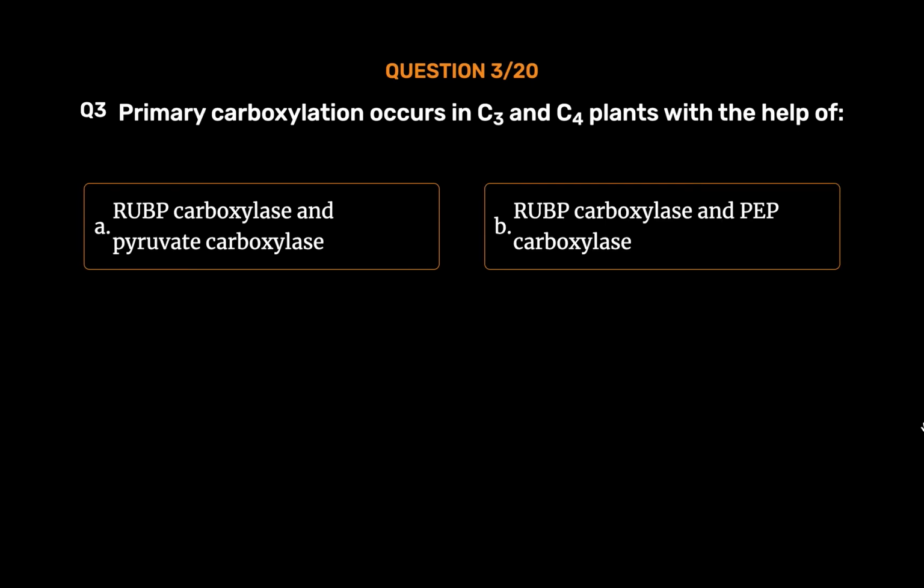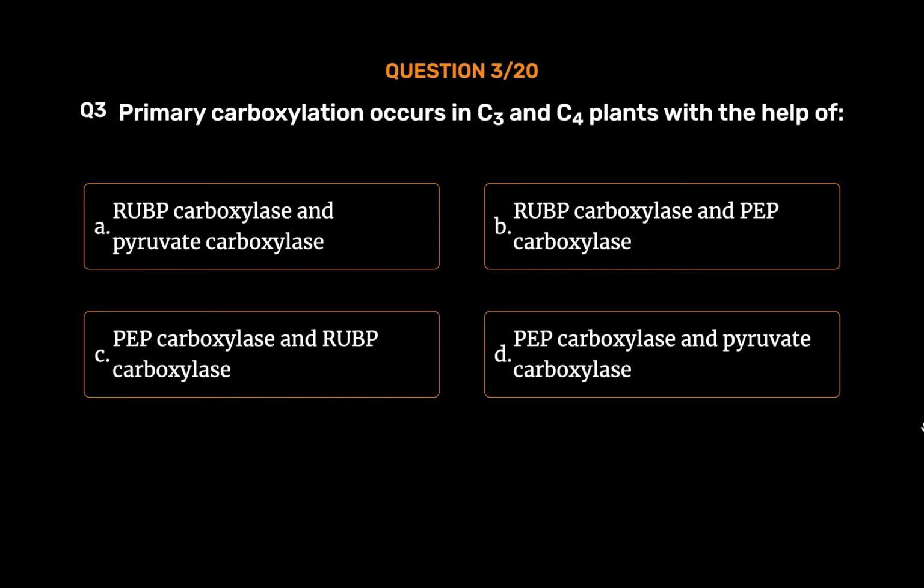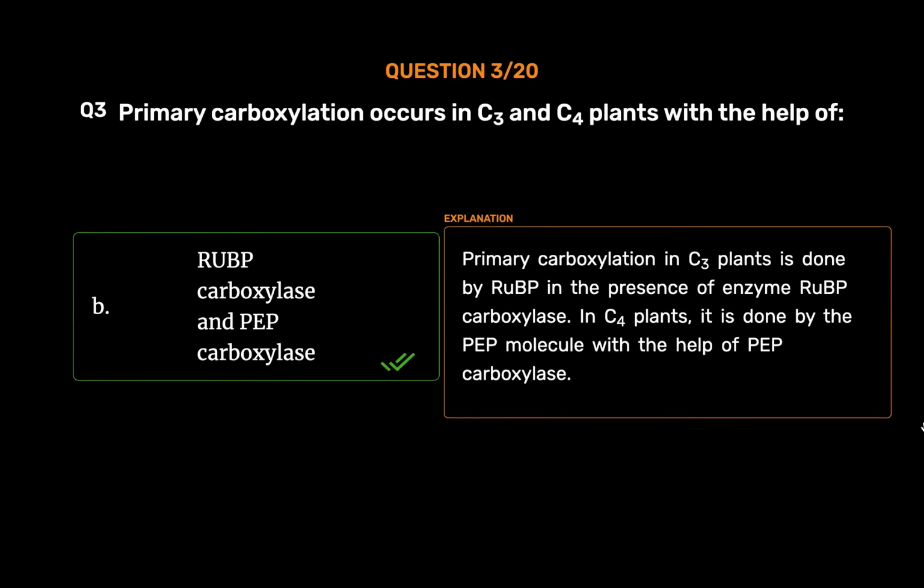Option B. RuBP carboxylase and PEP carboxylase. Option C. PEP carboxylase and RuBP carboxylase. Option D. PEP carboxylase and pyruvate carboxylase. The correct answer is Option B. RuBP carboxylase and PEP carboxylase. Primary carboxylation in C3 plants is done by RuBP in the presence of enzyme RuBP carboxylase. In C4 plants, it is done by the PEP molecule with the help of PEP carboxylase.